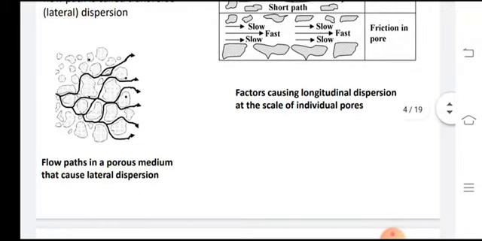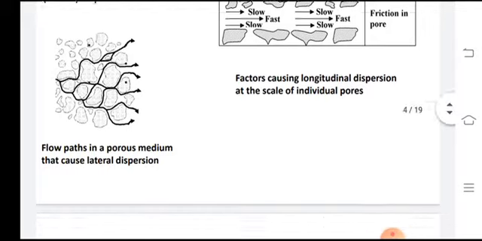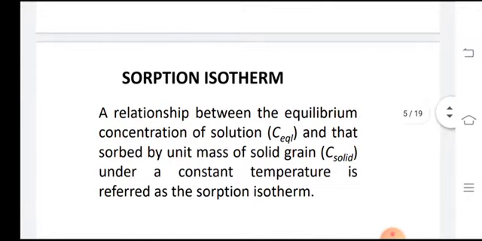So factors causing longitudinal dispersion are at the scale of individual pores, and flow paths in a porous medium cause lateral dispersion. So there are some conditions using which we can develop an equilibrium. For developing equilibrium, we must have some continuity in a characteristic.